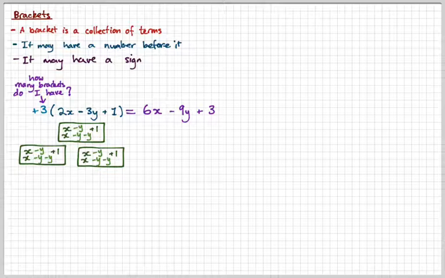There's a relationship between the number before the bracket and the terms within the bracket. So you can see that that 6x has come from doing 3 times by 2x. You can see that the minus 9y's has come from doing plus 3 times by the minus 3y. You can see that the plus 3 at the end has come from plus 3 times 1. So there's this multiplicative relationship between the number before the bracket, the stuff inside the bracket, and the right-hand side.